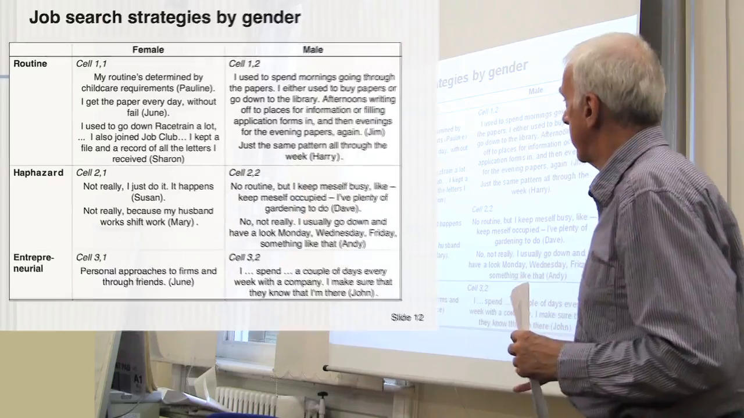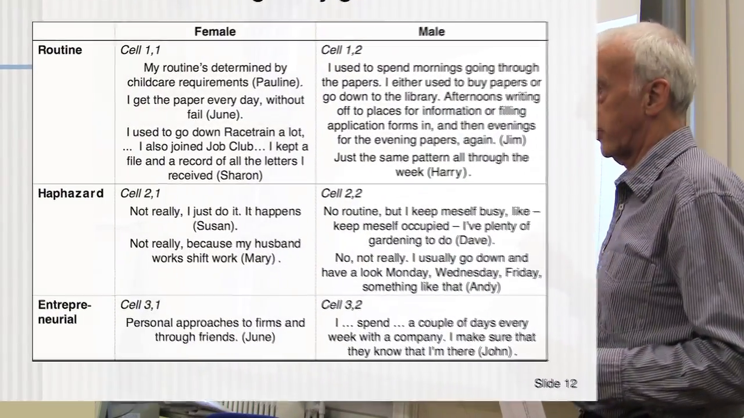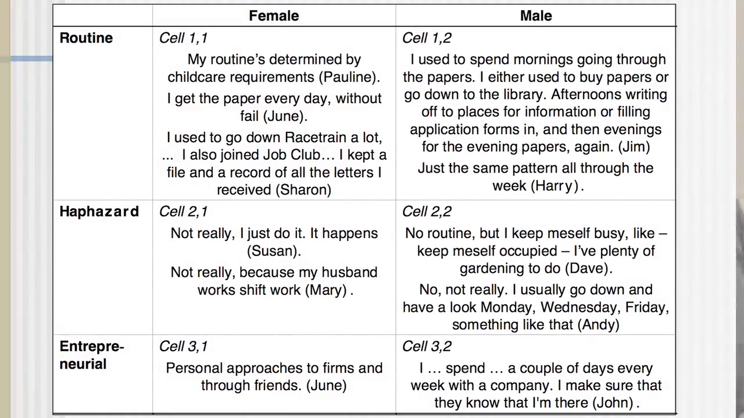Now, I coded their strategies into three major approaches: what I call routine approaches, which is on the left-hand side, then haphazard approaches, and finally entrepreneurial approaches to looking for jobs. And then I put in some typical quotes where people were talking about their search strategies, either as males or females. And obviously what you can do here is begin to contrast.